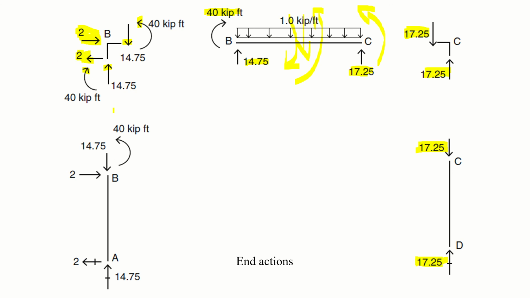So now you have made the joint B in equilibrium. You are done with the joint B. So go to the member AB, or the column AB. Apply all these forces in the opposite direction. For example, upward will be downward, clockwise will be anti-clockwise, and rightward will be leftward. So you have to resist all these forces at A. Now 14.75 downward will be resisted by upward, and 2 to the rightward will be resisted by 2 to the leftward.